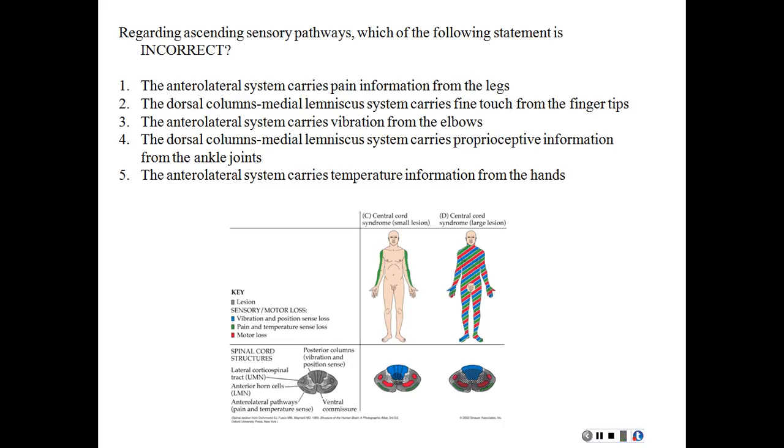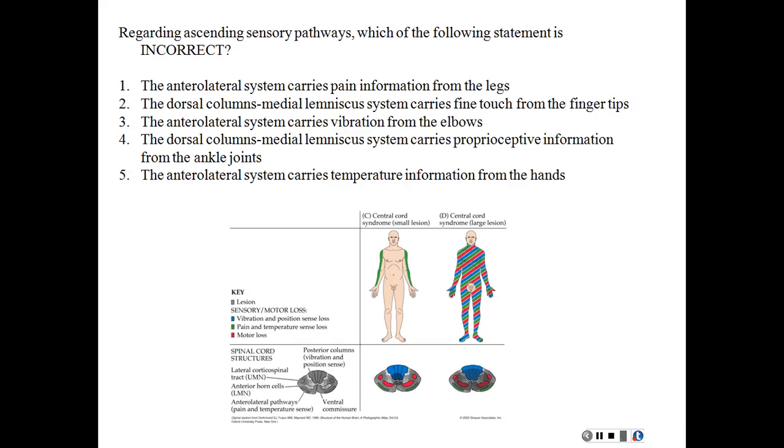The anterolateral system carries vibration from the elbows. It's false. Vibration is dorsal columns, medial lemniscus. Doesn't matter if we're talking about the elbow, the wrist, the knee, the ankle, right? Wrong system. The dorsal column medial lemniscus carries proprioceptive information from the ankle joint. True. The anterolateral system carries temperature from the hands. True.